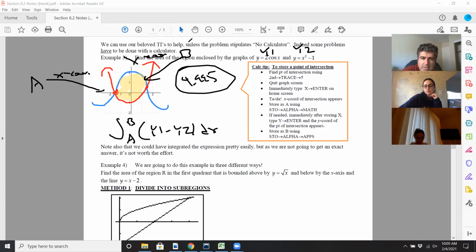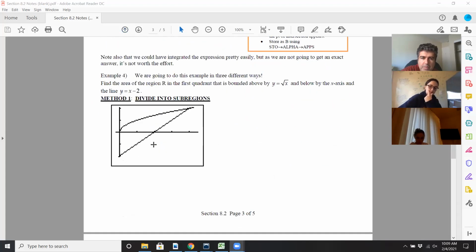Now, let's take a look at some things that are a little bit more complex. Find the area of the region R in the first quadrant that's bounded by y equals root x and below by the x-axis and the line y equals x minus 2. So what this is asking us to do is actually find this region. We're being asked to find that. And I did say here that we could actually do this 3 ways. So let's talk about one way.